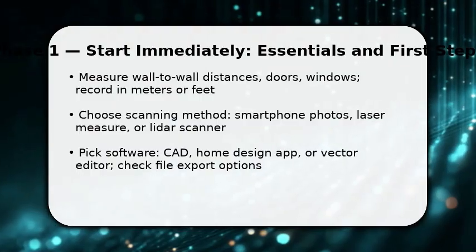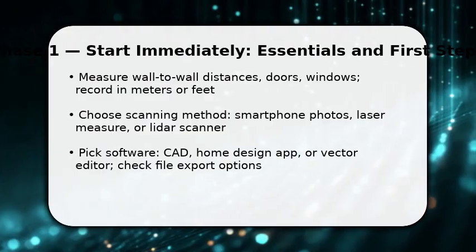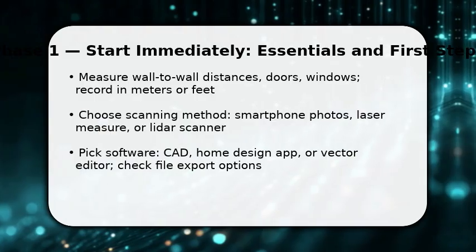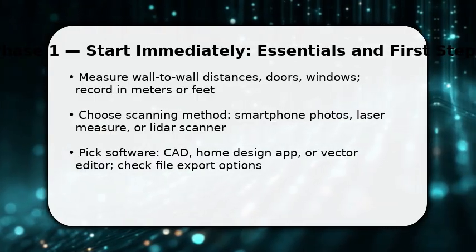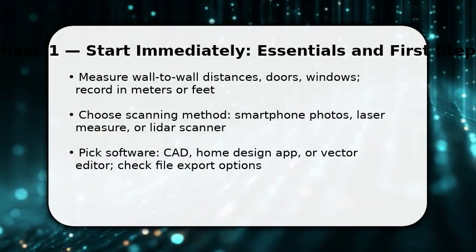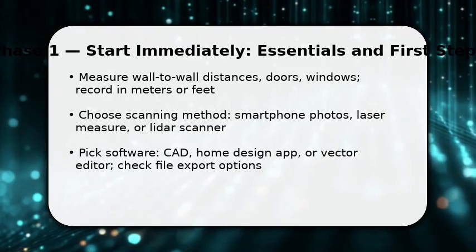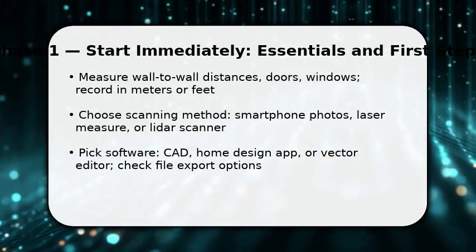You start by capturing accurate dimensions and choosing your input method. Measure wall lengths, door widths, and window placements, record units clearly. Next, scan or photograph each room methodically, take overlapping shots and notes. Use a laser measure or smartphone app to confirm critical spans.